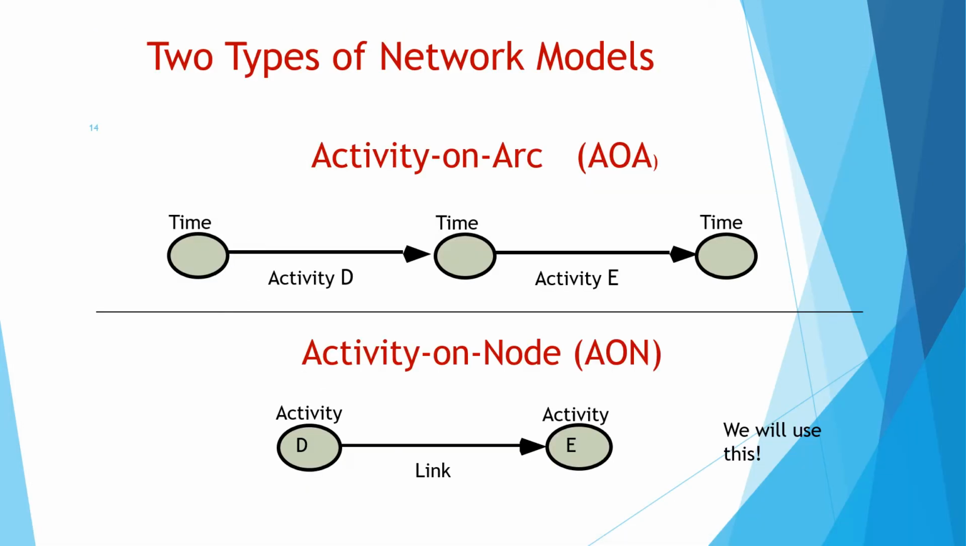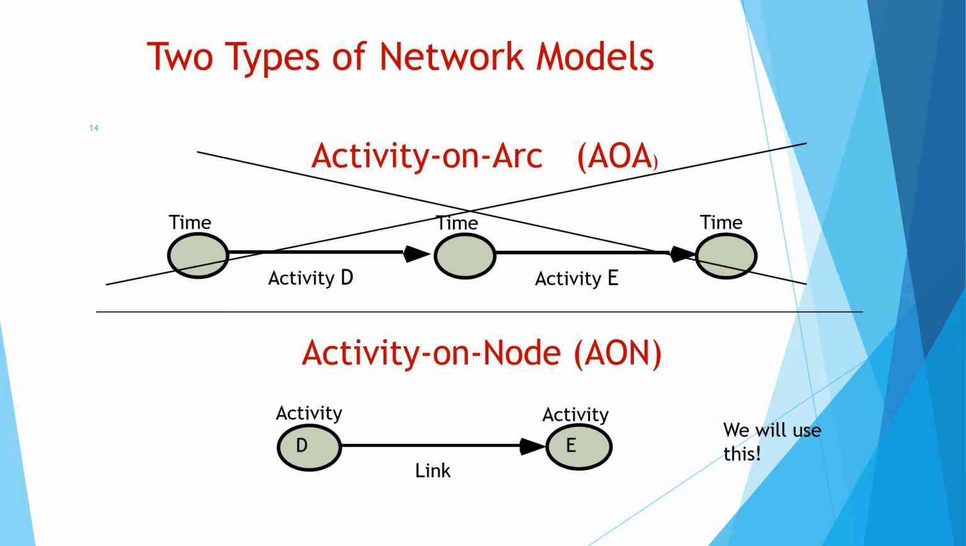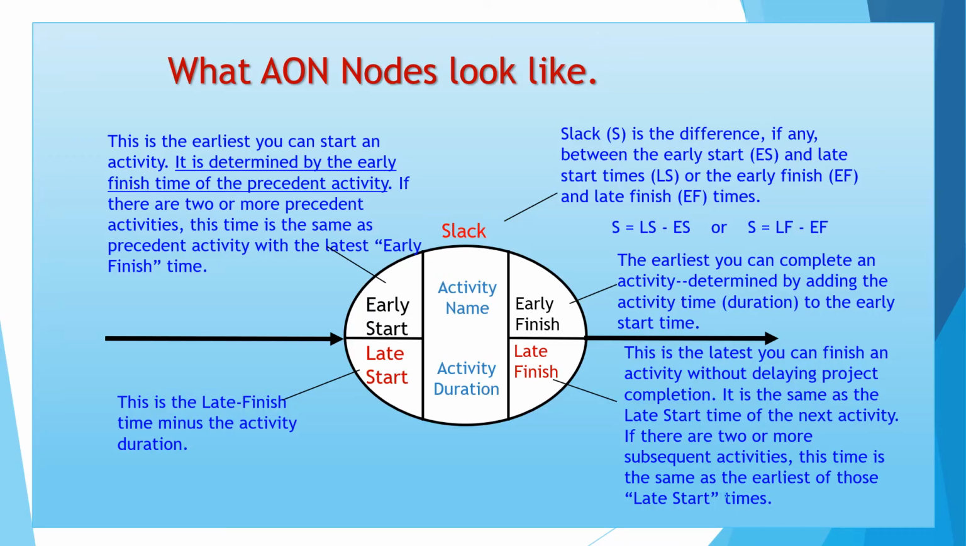Two types of network models are available, that is activity on arc and activity on node. Activity on arc has been outdated, so we are using activity on node. Here, let us consider how we can create the critical path. For the critical path, we have the activity name, activity duration, earliest start, latest start, earliest finish and latest finish.